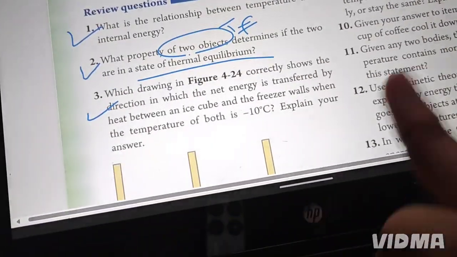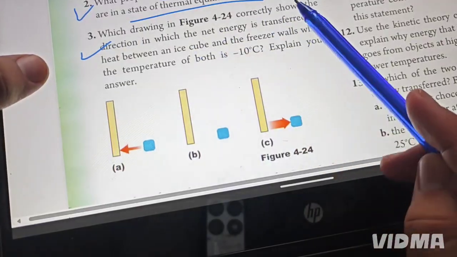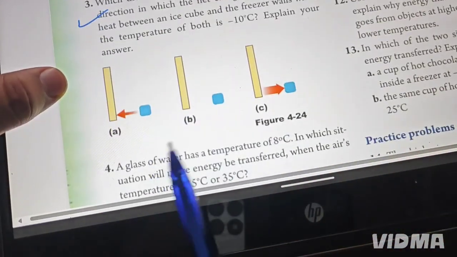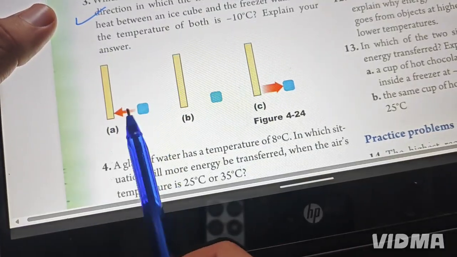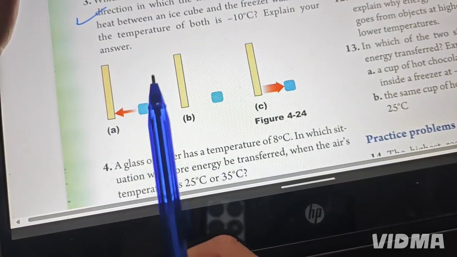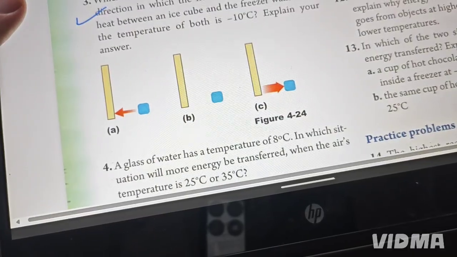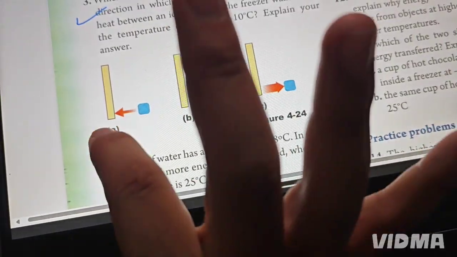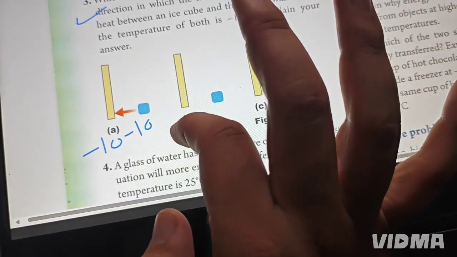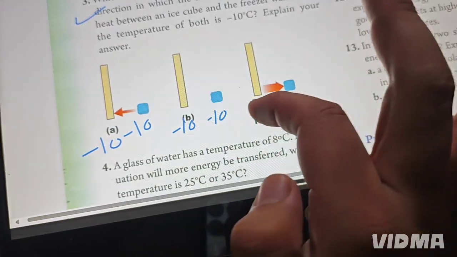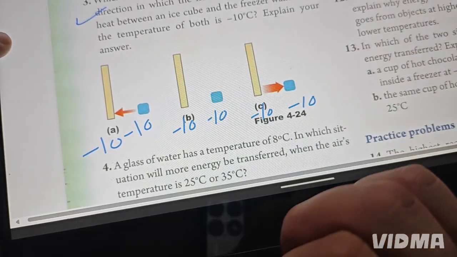Which drawing in this figure correctly shows the direction in which the net energy is transferred by heat between them? We have this cube and this freezer wall. Which one of them shows the correct direction of transferring heat, if you know that the temperature of both of them is -10? Do you know which one is the correct answer?